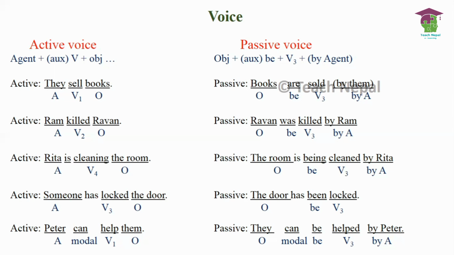The door has been locked, right? We don't write "the door has been locked by someone." That will be incorrect. Okay, Peter can help them. They can be helped by Peter. All right, so in this way, modal verb plus verb 3 form will be written there.